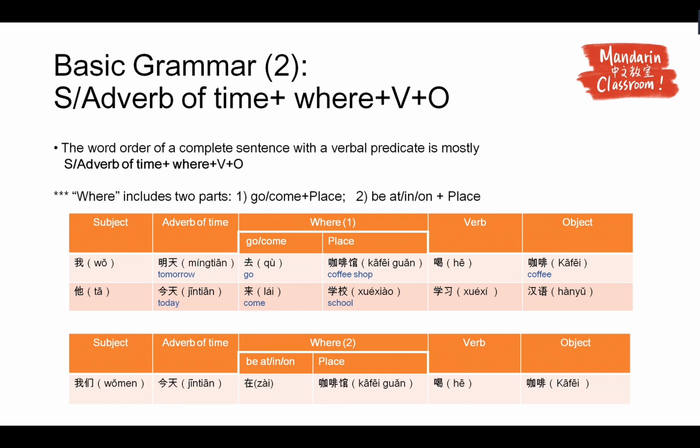And we could see the second situation of where is be, at, in, or on the place. We use 在 to present the meaning of be, at, in, on the place. So for the example here, we could see the sentence of the second form. 我们今天在咖啡馆喝咖啡. So it means we drink coffee at the coffee shop today.